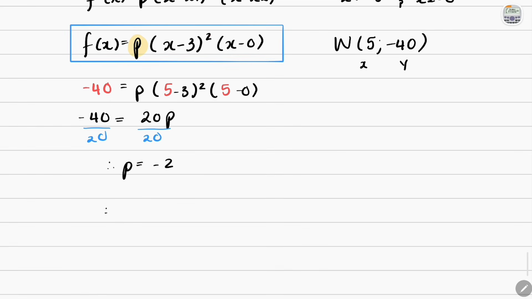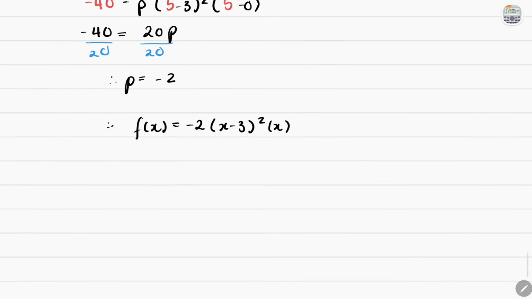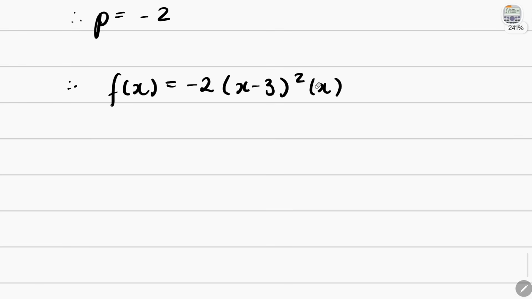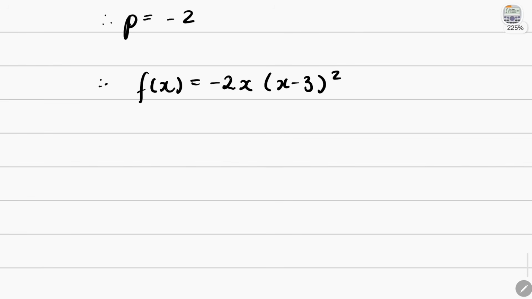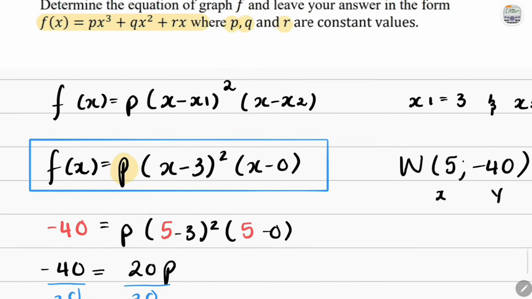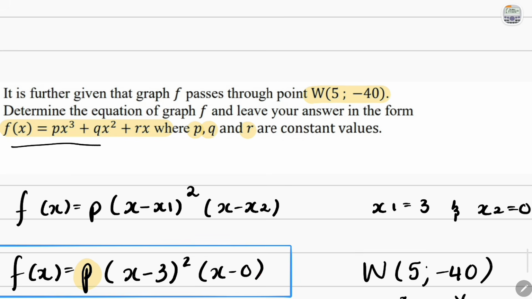Okay, so now this is f of x is equal to negative 2 times (x minus 3) all squared times x, because that's just x minus 0. Now, you can actually rewrite this x in front of the 2 since it's just multiplied by everything here. Okay, and this is still protected in brackets. So this is negative 2x. And now we can just simplify it so that it's in this format, and then we can easily see the value of q and r.